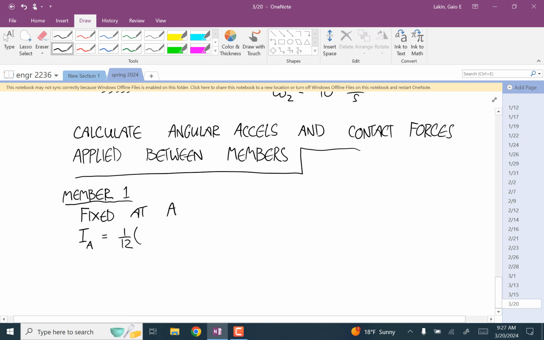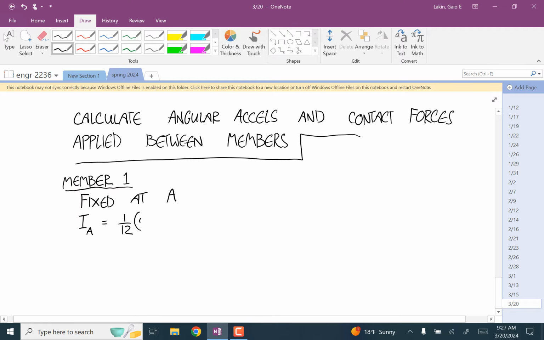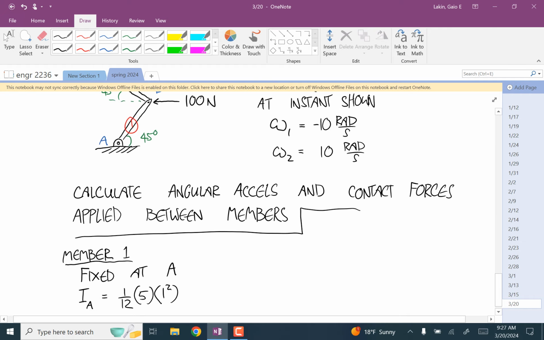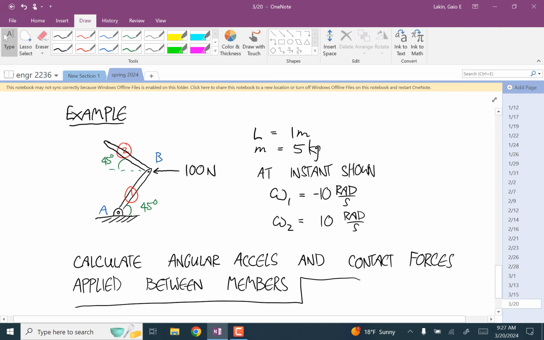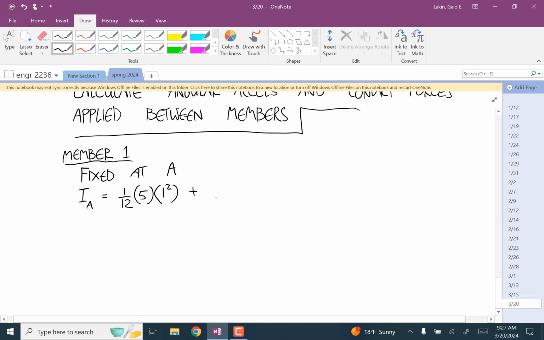we got 1/12 times the mass of 5 kilograms times the length squared. Do we have to use the parallel axis theorem? Yes, because we're calculating it about A, not about the center. And so that's going to be plus 5 times 0.5 squared. And so you get 1.6 repeating kilogram meter squared. All right.